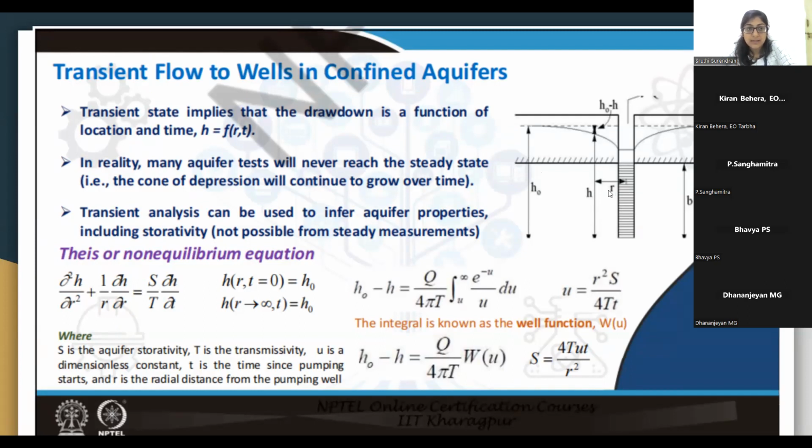Now, if it is a transient flow system that we are using for the computation of drawdown, then it will vary with time. The drawdown is going to vary with time. So transient flow means both. Transient flow in the case of drawdown is a function of both location as well as time.